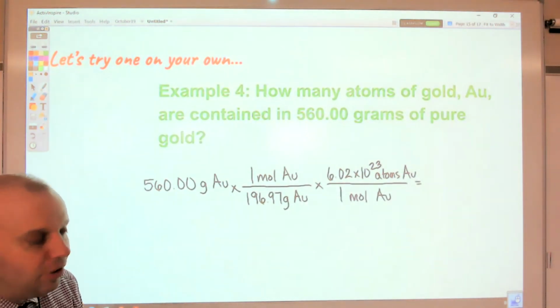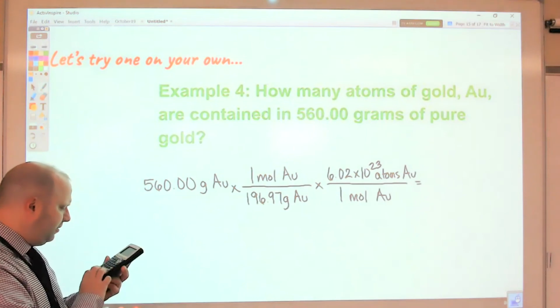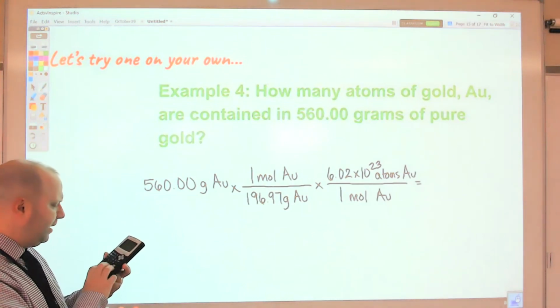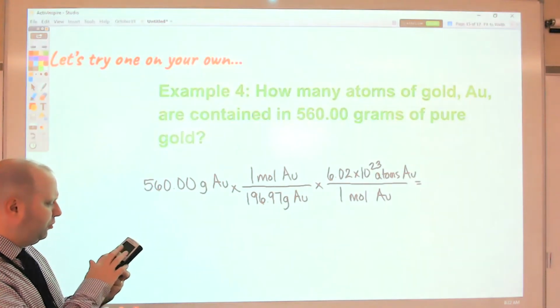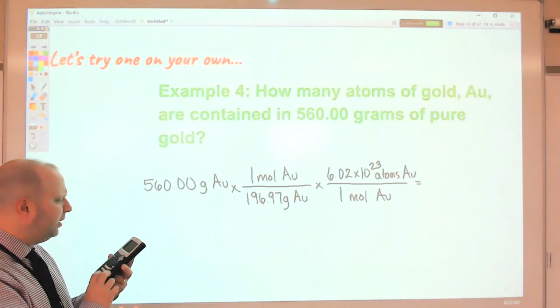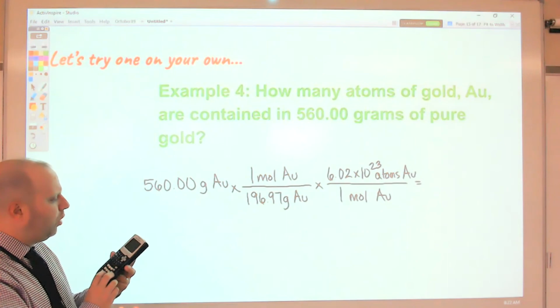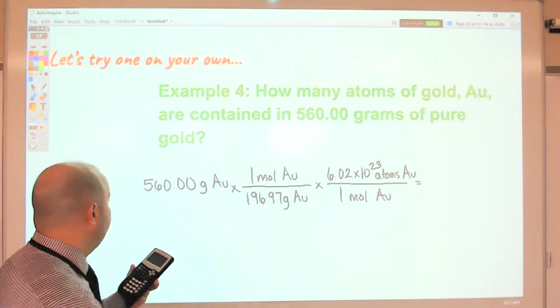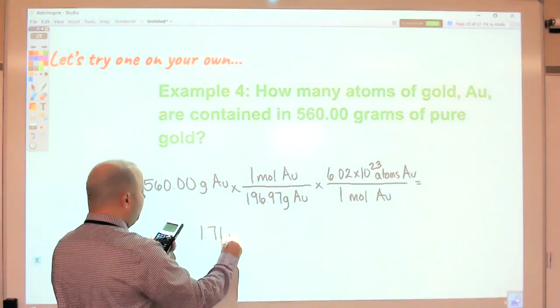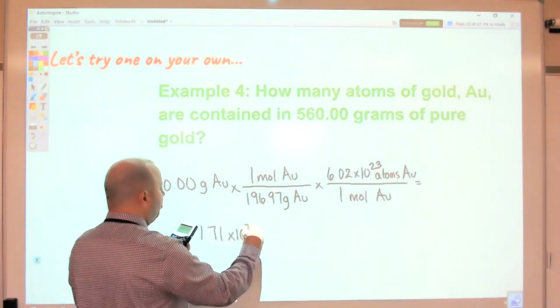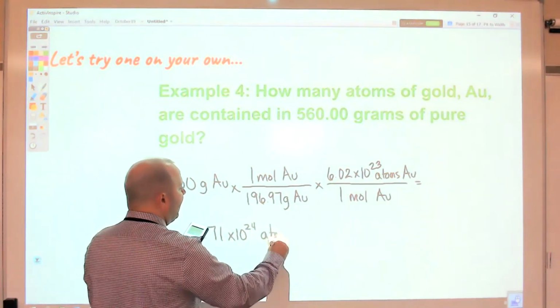Typing this into my calculator, I'm going to get 560 divided by 196.97 times 6.02 e to the 23rd. So I get an answer of, with 3 significant figures, 1.71 times 10 to the 24th atoms of gold.